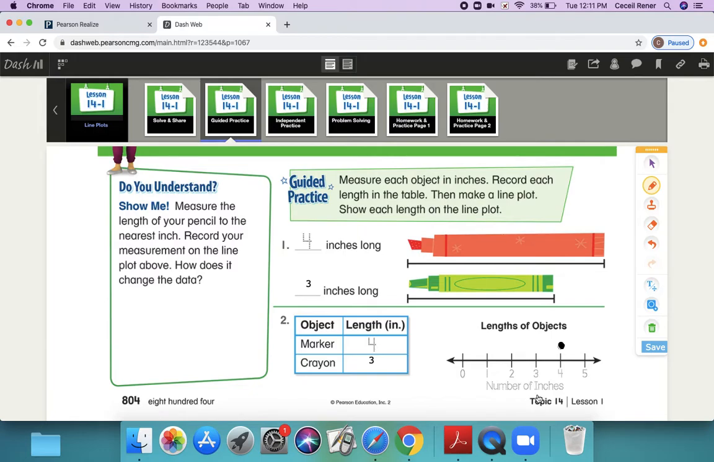Then let's go here to the marker. Oh, that's the marker. Trace over that, make sure. Now let's put in our crayon measurement. So now where are we going to put that? Well, it's 3 inches, and these are all inch markers. That's an inch. That's 0, 1, 2, 3. So we put it right here. So let's draw a circle. Oh, my circles look like they're getting better. So there we go. So we have 2 lengths on our line plot.